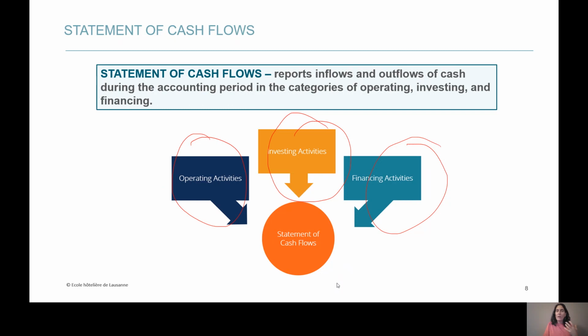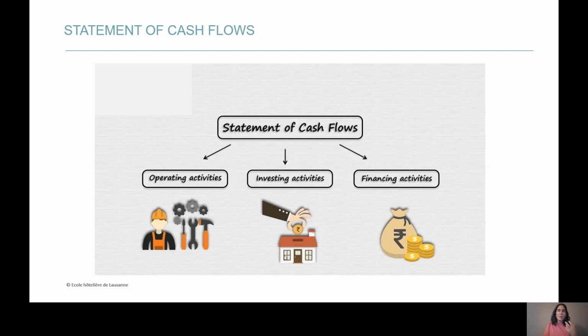Whenever the company receives or spends money related to its long-term assets, which are called the investing activities, then these cash flows will appear in the second section of the cash flow statement. And the financing activities section is the third section in the cash flow statement, where you're going to put all the transactions related to the financing of the company.